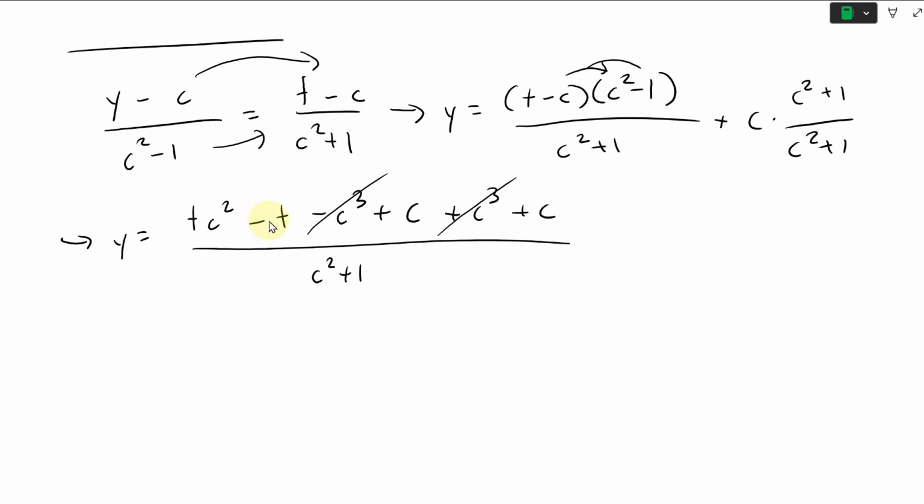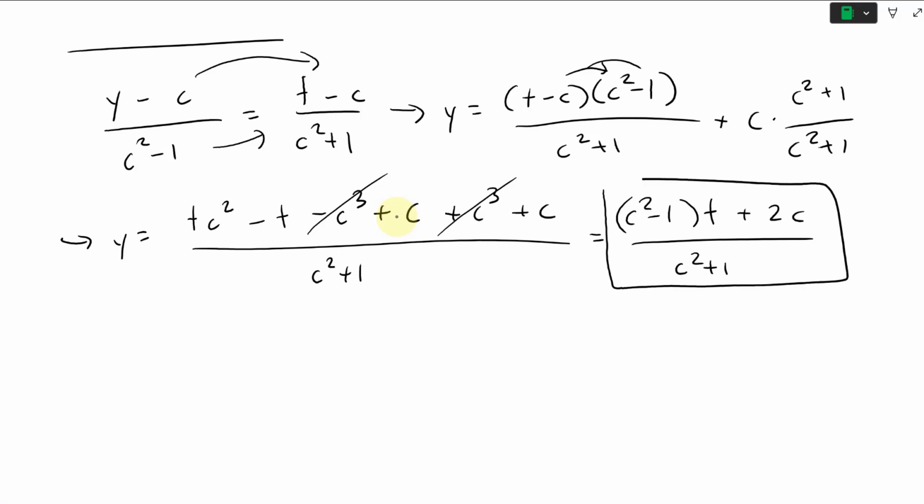But what I'll do is factor out the t right here. So this is going to be equal to t times (c squared minus 1), and then the next one is just plus 2c. So there are 2c's right there, plus 2c, all divided by c squared plus 1, like that.